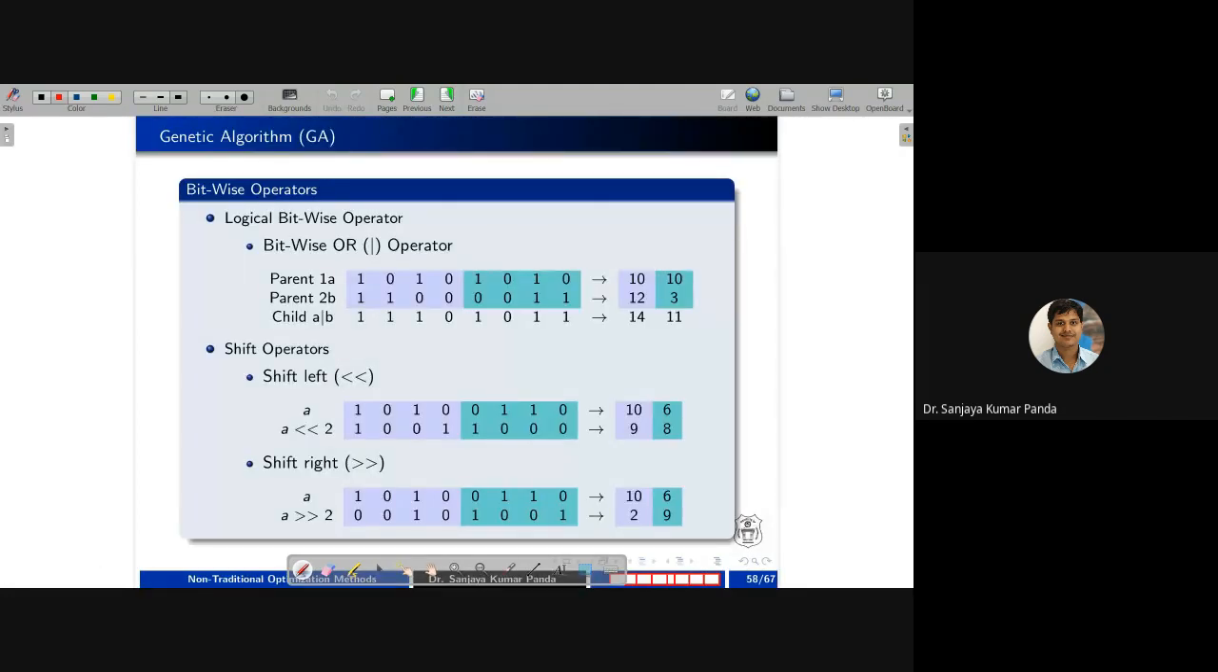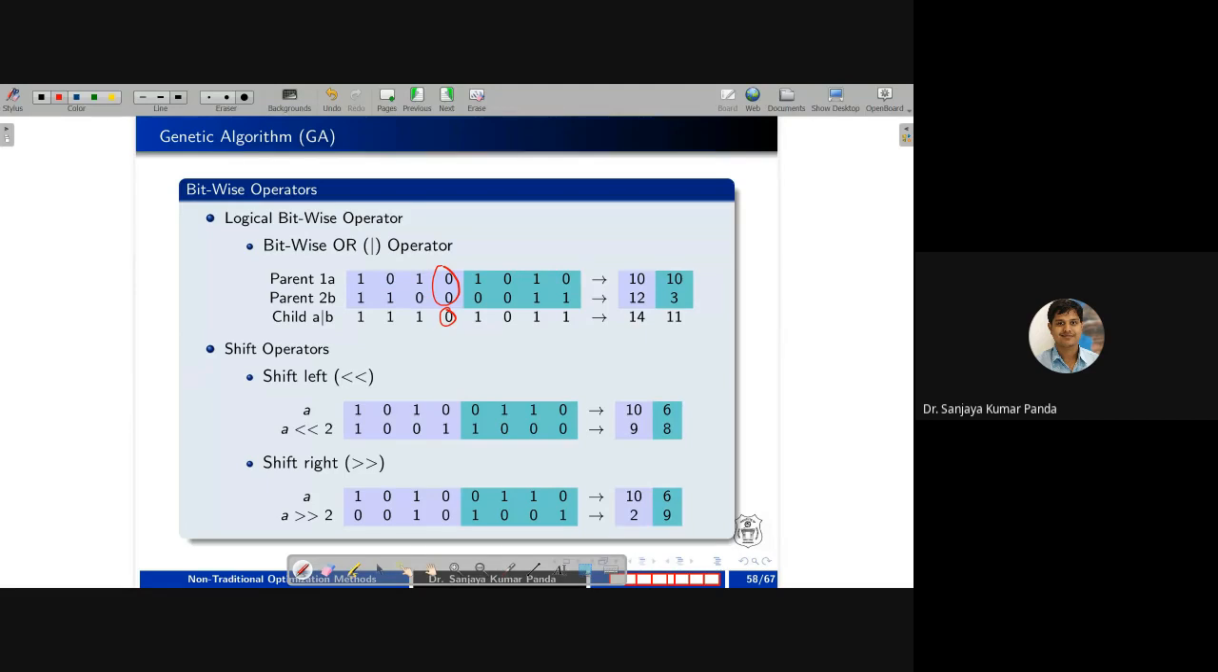Similarly, if you go for a logical bitwise operator, one example is the bitwise OR operator. In that case, the only case that is false is when all the values are 0. If parent 1 and parent 2 are 0, then only it is 0. Otherwise, you will get the value as 1.